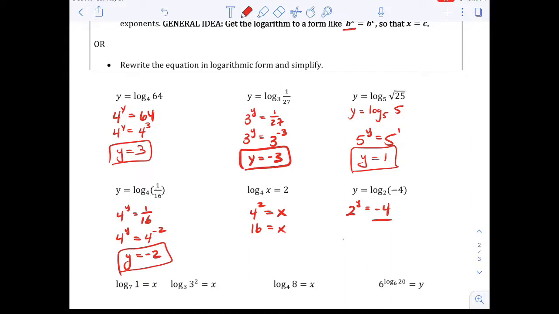Whoops. 2 to the power of negative 2, what happens? Well, that's 1 over 4. So we're not getting there. One thing about exponents: when you have a positive base, you can never get a negative answer. Even if I have negative 100, that will be 1 over 2 to the power of 100. That's still not negative, so it can't get me negative 4. So y is undefined. There is no y value in this case. No exponent I can put on 2 will result in negative 4.